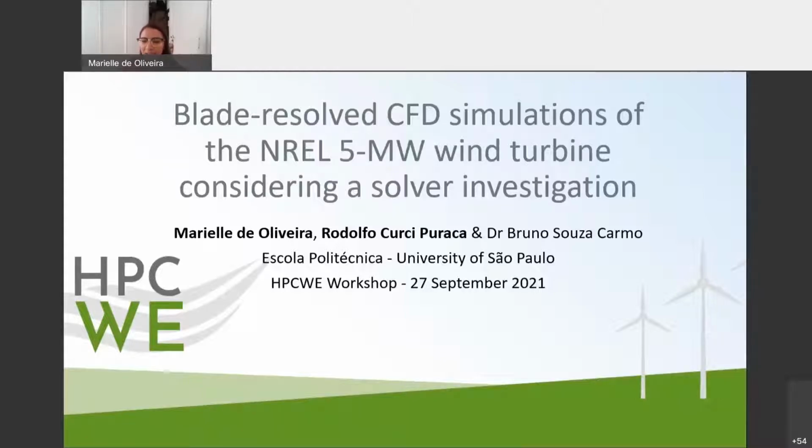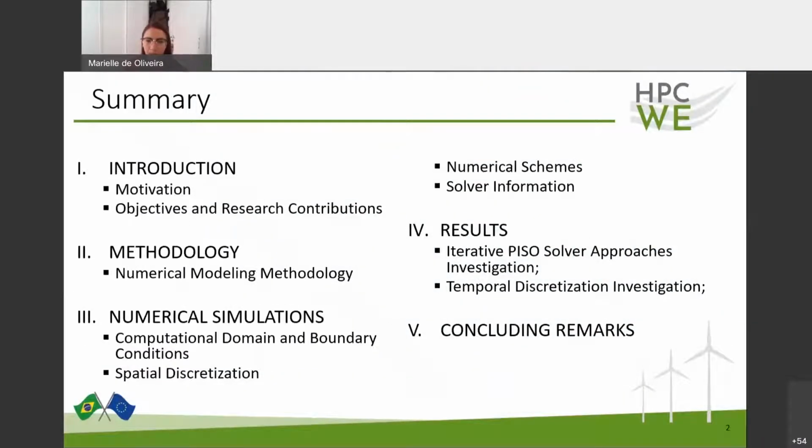We will present some of our numerical investigations regarding the blade resolved CFD simulations of the NREL 5 megawatt baseline wind turbine that we have been modeling, considering a solver investigation. Our group is composed of me, Marielle Rodolfo Puraca, my colleague, and our supervisor and group coordinator, Dr. Bruno Souza Caro.